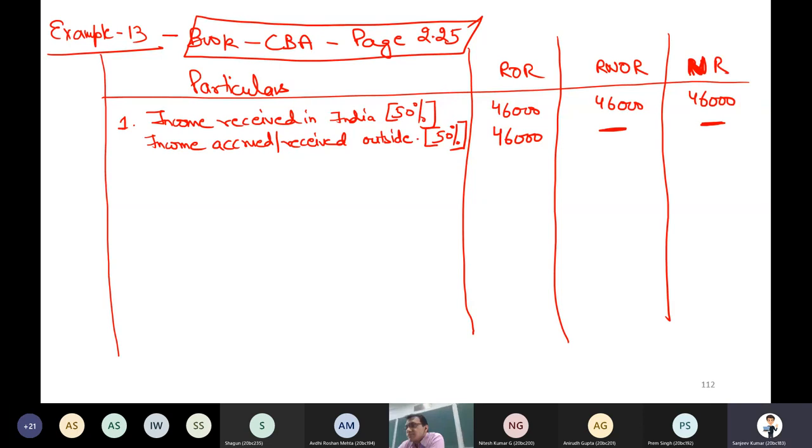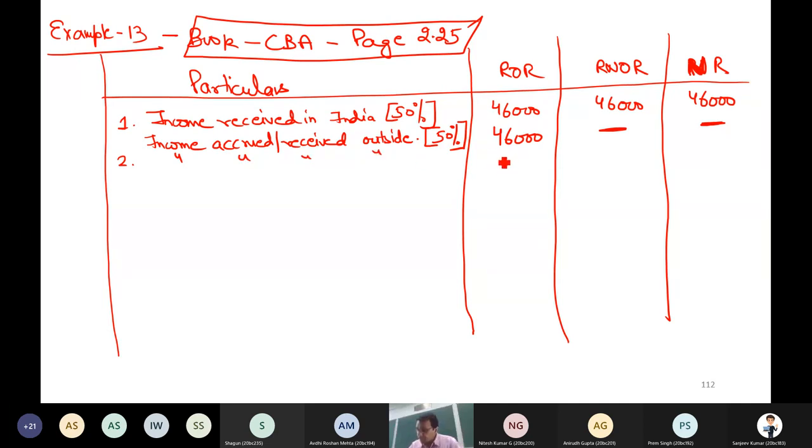Sir, income accrued and received outside India. Yes, it is received outside India and from a German company, accrued outside India. Then, is it income deemed to accrue or arise in India as per section 9? No, sir, section 9 covers dividend only paid by an Indian company. Yes. So that means it is also income which is received and accrued outside India. So it is also income accrued and received outside India.